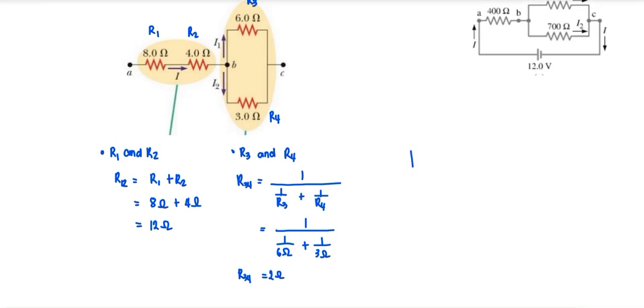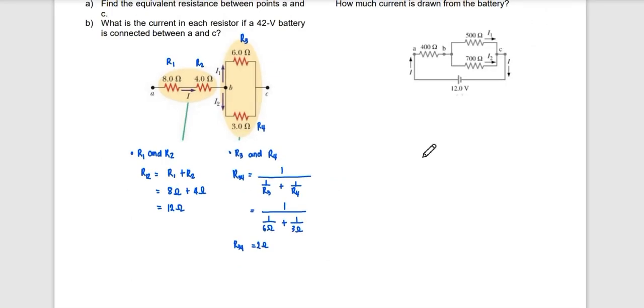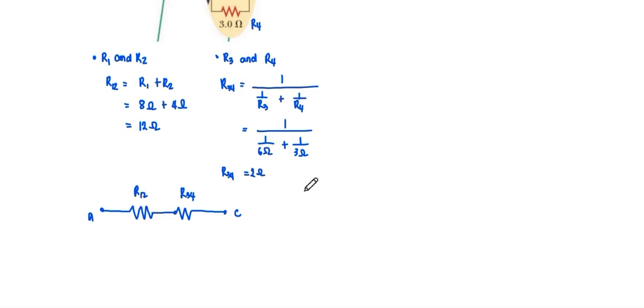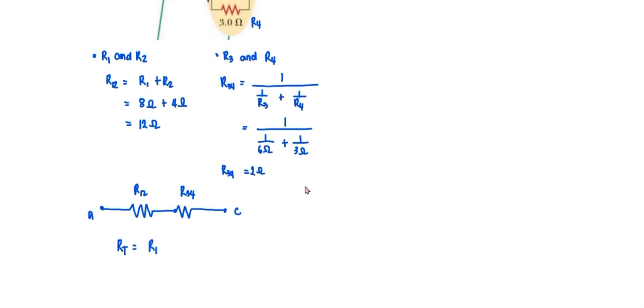So if we draw this again, combining now R1 and R2, and R3 and R4, so this is now point A. This is now R12, and this is now R34. So we have 12 and 2. So the equivalent resistance R sub T is equal to R12 plus R34. So R12 is 12 ohms plus 2 ohms. So R sub T is equal to 14 ohms. So that's our answer for letter A.